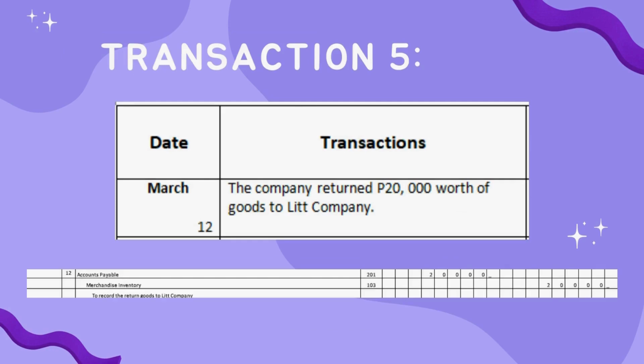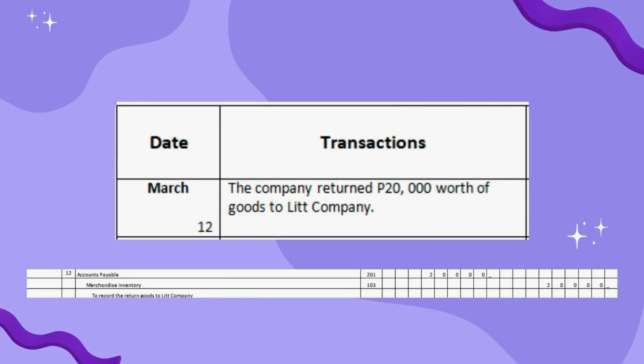Transaction 5, March 17. The company returned 20,000 pesos worth of goods to Lead Company. In the General Journal, accounts payable will be debited with 20,000 pesos and merchandise inventory will be credited with 20,000 pesos.